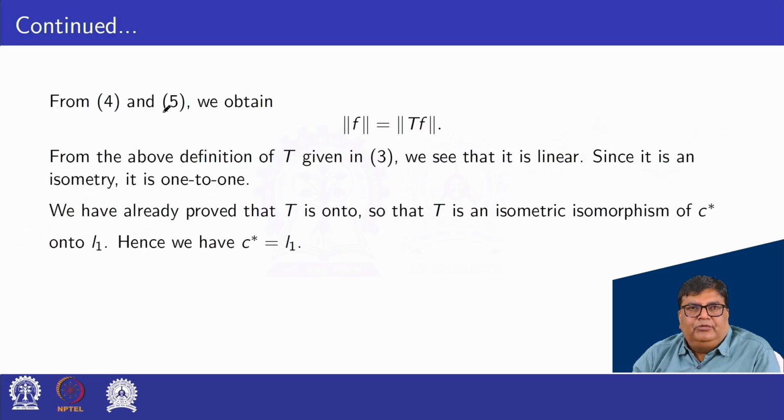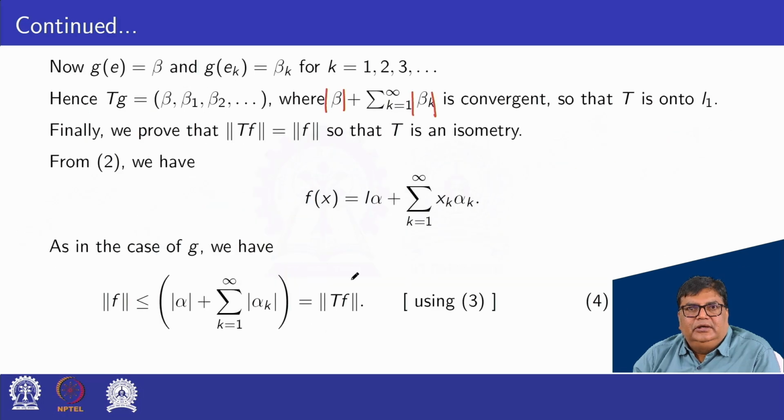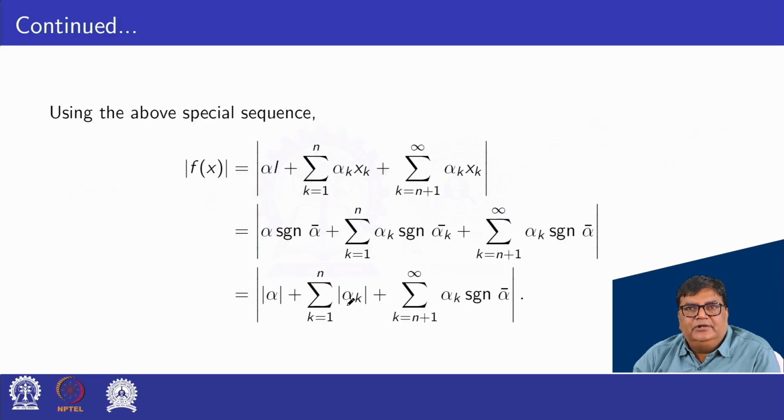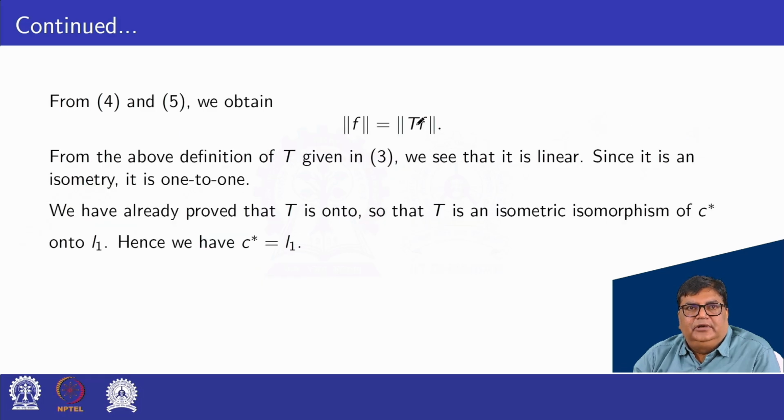From equation 4 and equation 5, we have norm f equal to norm Tf. Here in equation 4, norm f is less than or equal to norm of Tf, and in equation 5, norm of Tf is less than or equal to norm of f. It means norm of f is equal to norm of Tf.